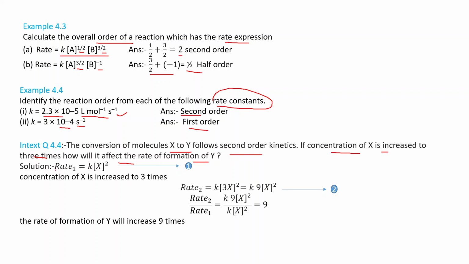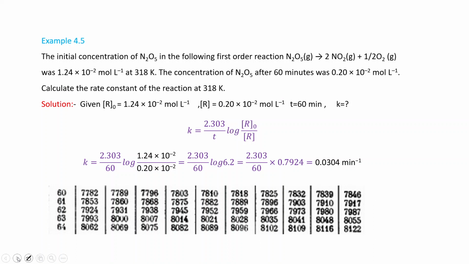Now just see, first the initial rate is given. Actually, this is second order kinetics, that's why power 2. Now if the concentration of X is increased 3 times, then the rate becomes R2. Simply the concentration is 3x. If we solve it, we will get this one. And if we take the ratio of these two, then we will get 9. It means the rate of formation of Y will increase 9 times.